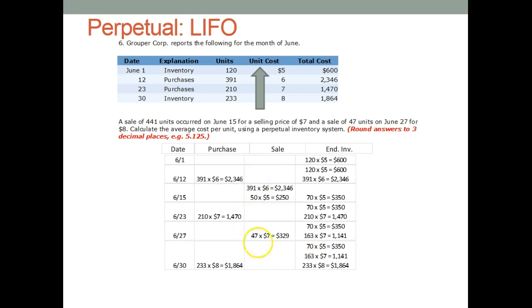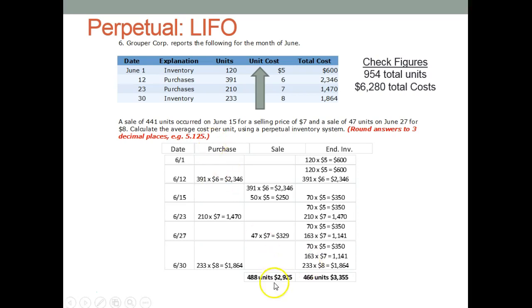All right, question may ask you, are you looking for total cost of goods sold? That's the entire middle column. I would add up all my units or all my dollars. Ending inventory is just the last bucket. 466 units, my total dollars, $3,355. I do my check. Does my total units, 488 plus 466, equal 954? Yes, they do. Does my total dollars, 2,925, plus 3,355 equal my check figure, 6,280? Yes, they do. And again, I got those check figures by adding up all my units in beginning inventory plus purchases and my cost, beginning inventory plus purchases.